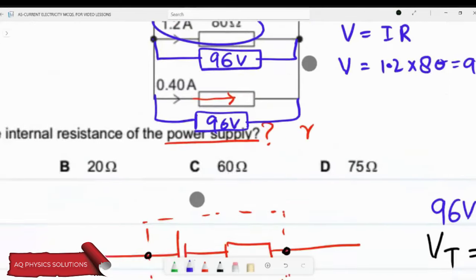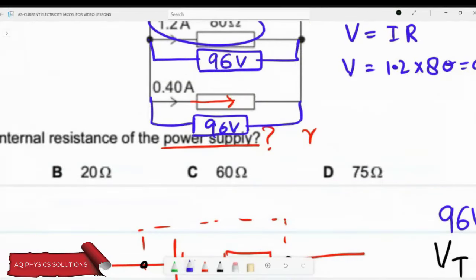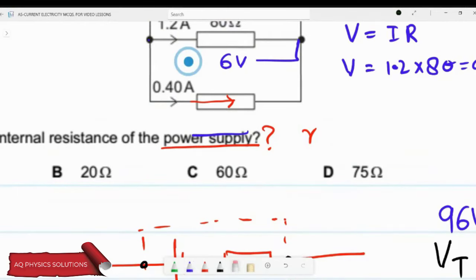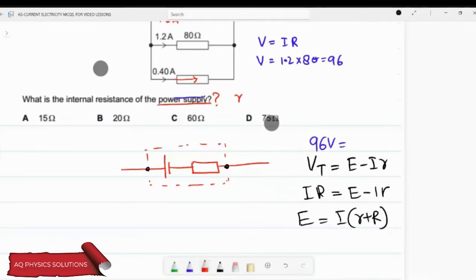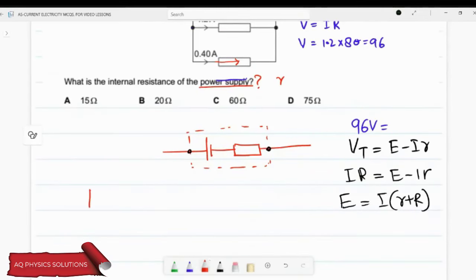So for internal resistance, I need the total current. The total current can be calculated by this method. You have two currents, 0.4 and 1.2. It means the total current flowing through this battery will be equal to 1.6 ampere. Now I have all the values available, so I can use this equation.